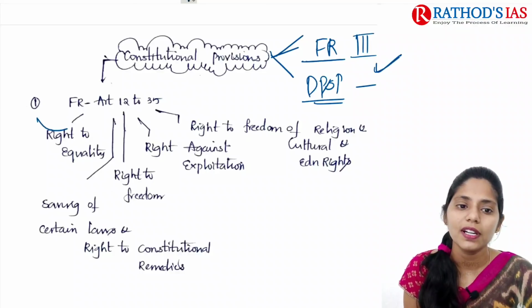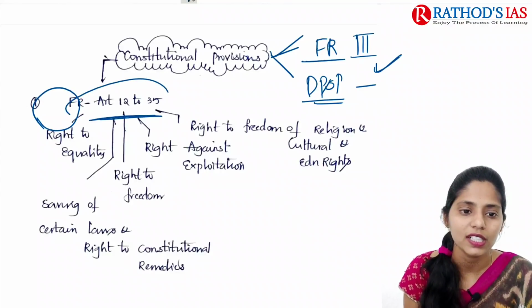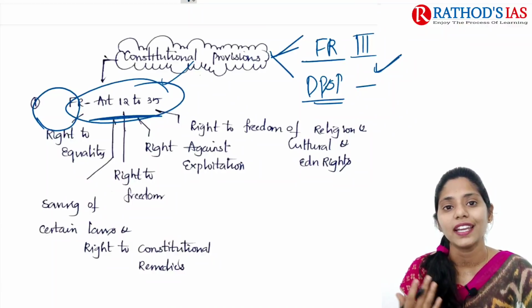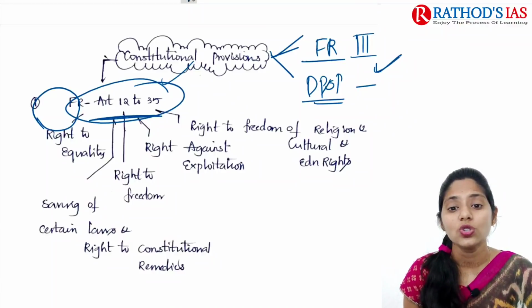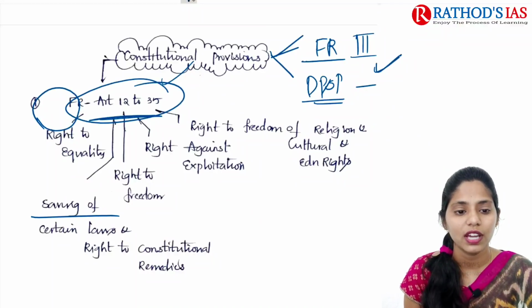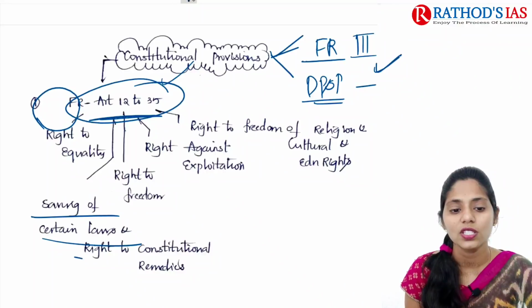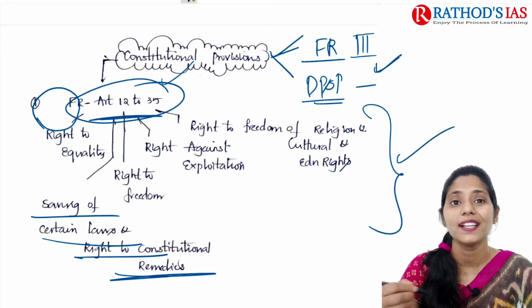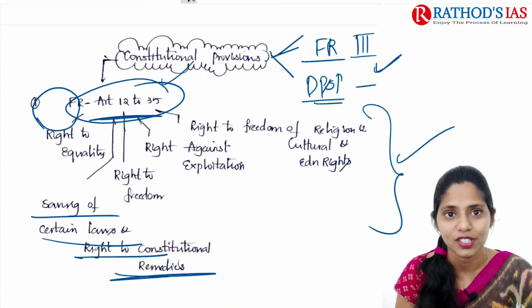In our Fundamental Rights, from Article 12 to Article 35, it mainly talks about the right to equality, right to freedom, right against exploitation, right to freedom of religion, cultural rights, saving of certain laws, and the right to constitutional remedies. These are some important provisions which mainly talk about human rights in our Indian Constitution.